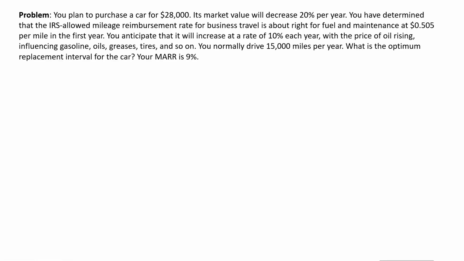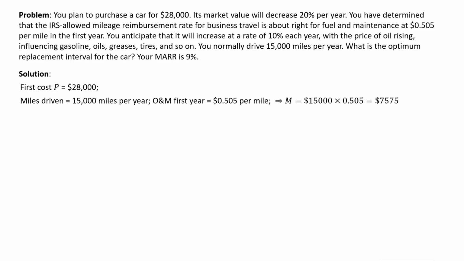So here, the only small issue is they didn't give you the maintenance cost at T1. Instead, they said you drive 15,000 miles and the maintenance cost is 0.505 per mile. So what would be the cost? 15,000 times 0.505 for the first year. And after that, that same amount will keep increasing at a rate of 10%. Cool. All right. Now we can use exactly what we did before.